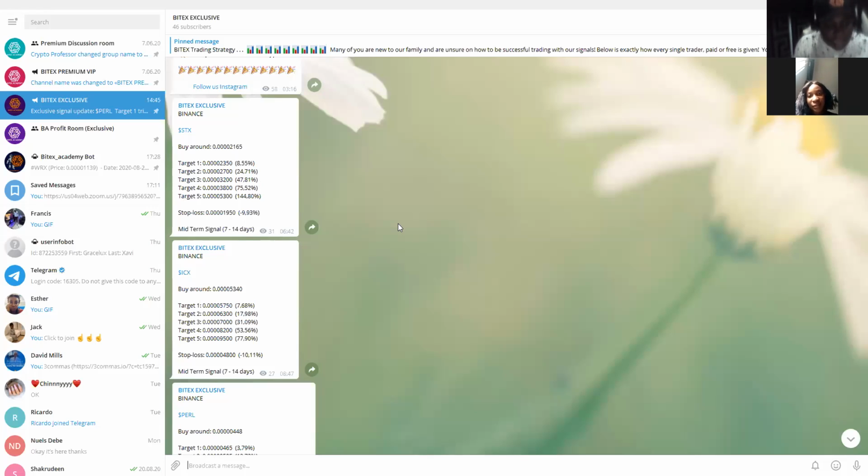Let's say you are investing $100 in this particular coin, STS, and you are aiming for a profit of 8.55% while risking a loss of 9.93%. Do you see it's very wrong? But you might ask, why is it like this in our signal?